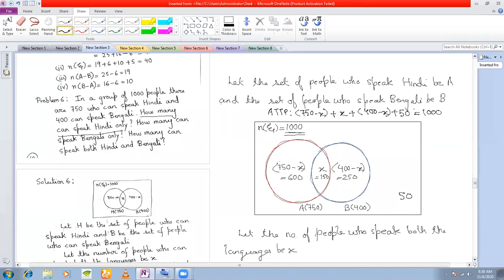Since here it is not given that there is anyone who speaks neither of the languages, that is why we skip that part. But if it was given that, apart from whatever information, 50 people speak none of the languages, then we would have written 50 here, and we would have included 50 in our equation here.